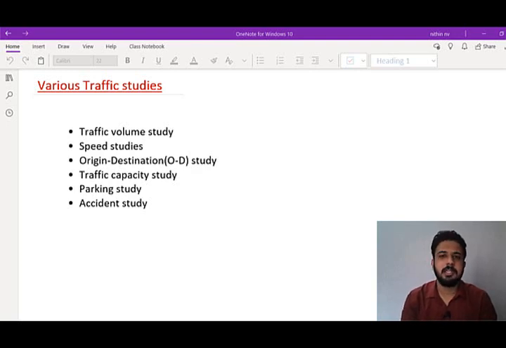Traffic volume study. In the last video we have seen peak hour factor. There I told you we will be doing counting on the roadside, right? Whenever vehicles are coming, we are going to count them. Nothing more related to this traffic volume study. Okay. Now the speed studies.